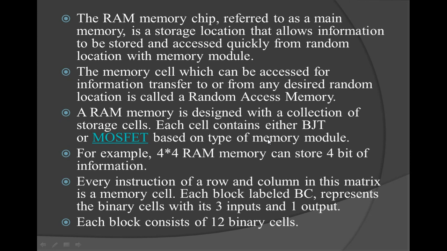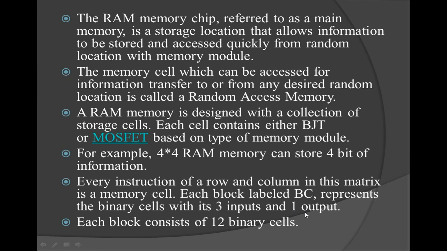In this 4x4 RAM memory, each row or column is arranged in matrix form of memory cells. Each block is labeled by the binary cell representation, with 3 inputs or 1 input. The basic block consists of 12 binary cells. So here we can see that each row or column in this matrix is a memory cell.